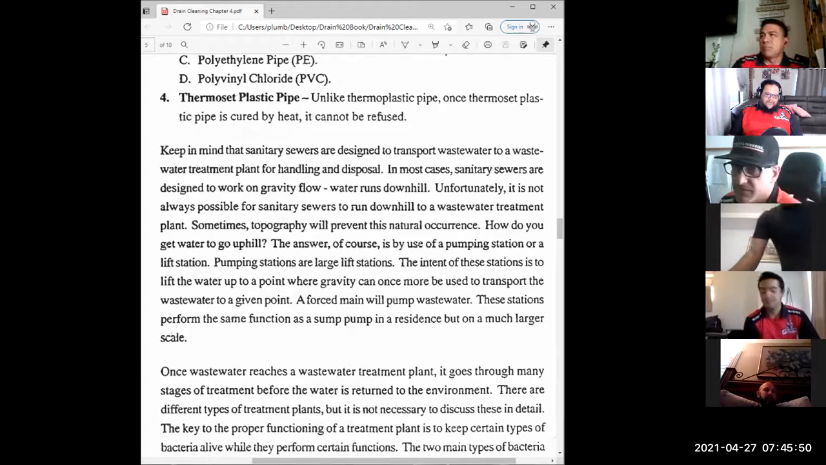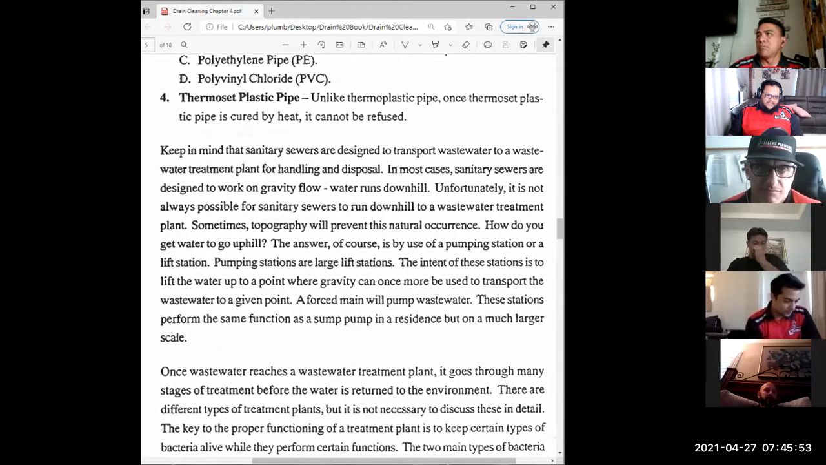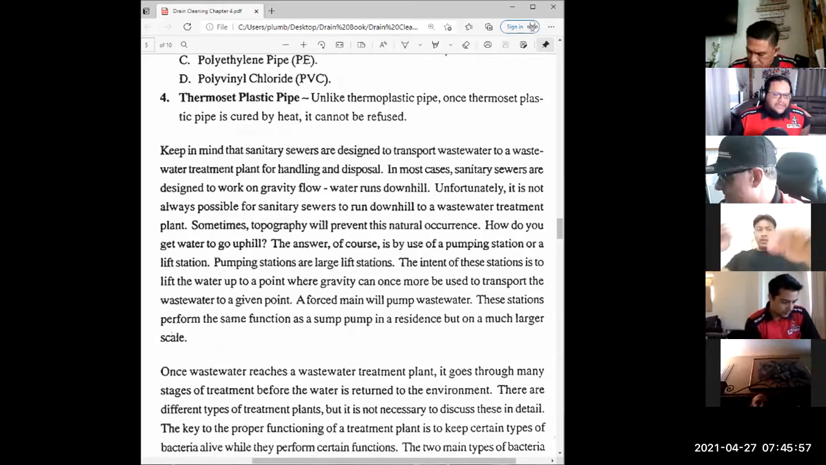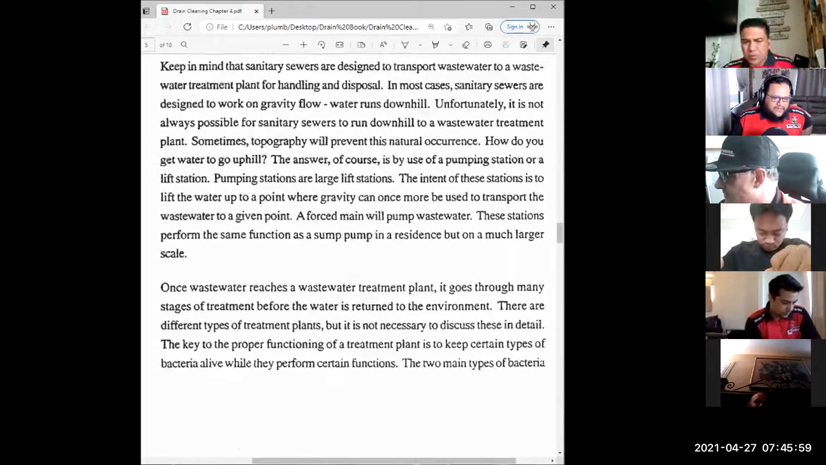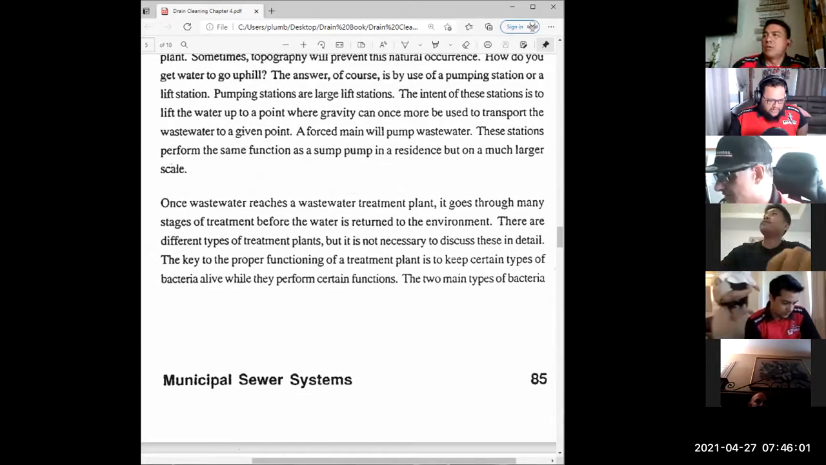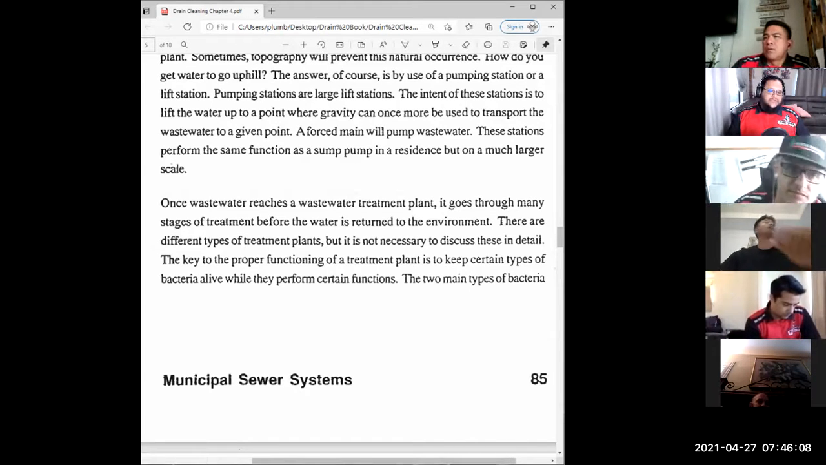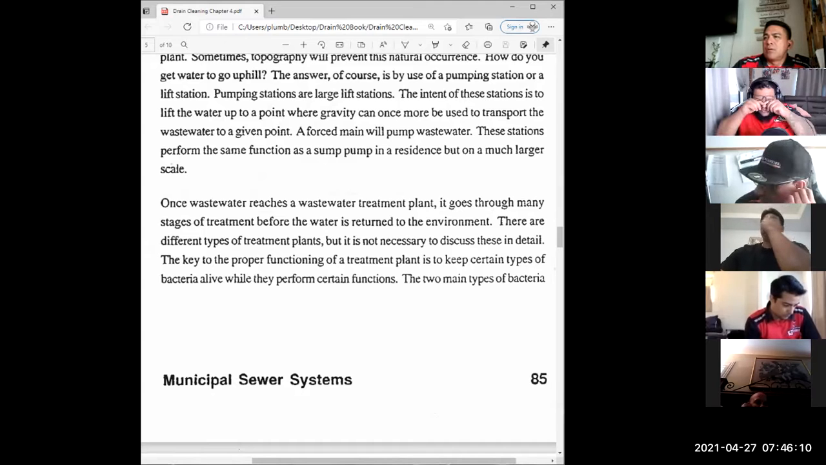A force main will pump wastewater. The stations perform the same function as a sump pump in a residence, but on a much larger scale. So we've all dealt with that. Lift stations, big, small, commercial, residential, we all know its purpose. It's used to get water to an area where it's a gravity flow and out from there.